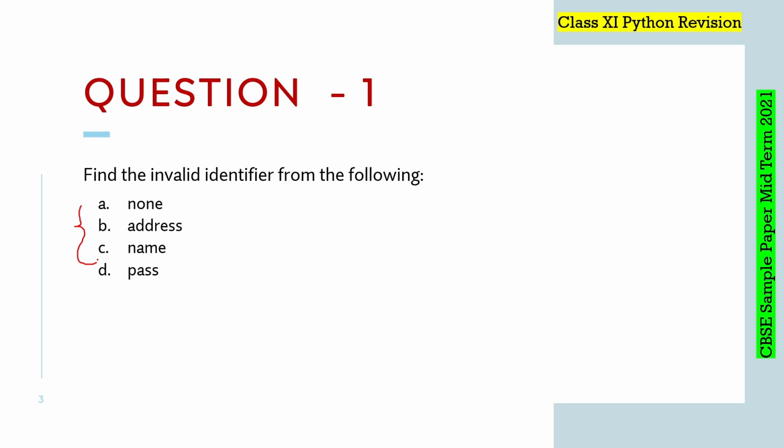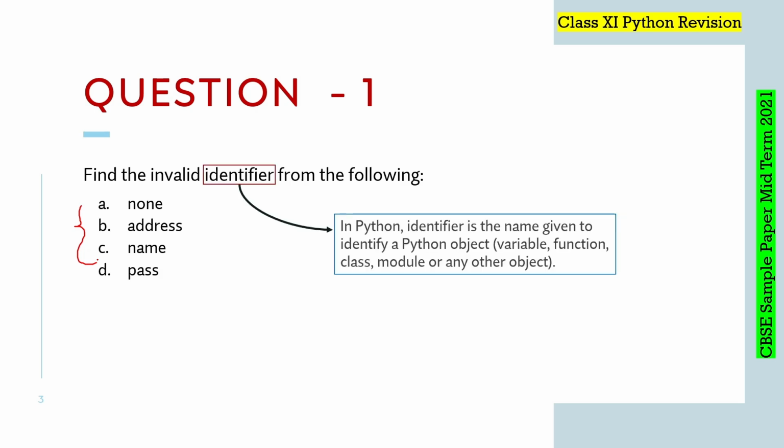In order to answer this kind of question, first you should be aware of what an identifier is in Python. In Python, everything is an object, be it a variable, function, class, module, everything. So what is an identifier then? In Python, an identifier is basically a name given to these objects so that we can easily identify them. In a nutshell, an identifier is the name given to identify a Python object.